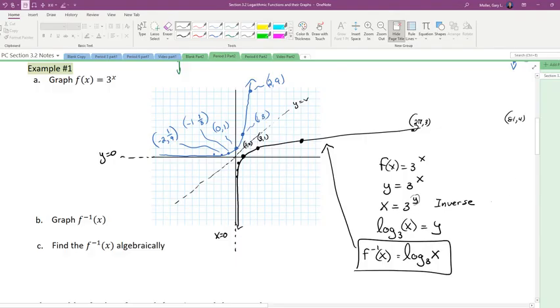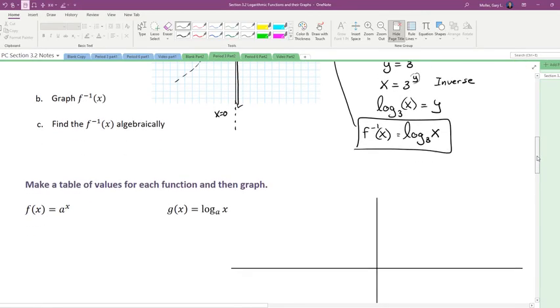This is the parent function of a log base 3 graph. And just like exponents, when it's 3 to the x versus 4 to the x versus 5 to the x, it is very predictable, well, that'll translate just as predictably over to logarithms as well. And that's kind of what we're going to spend a little time looking at.